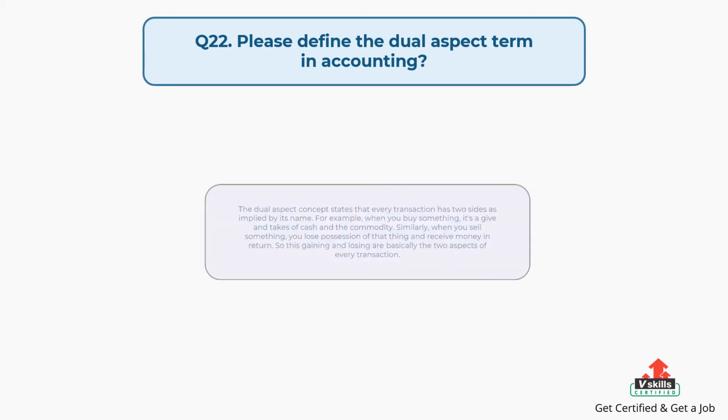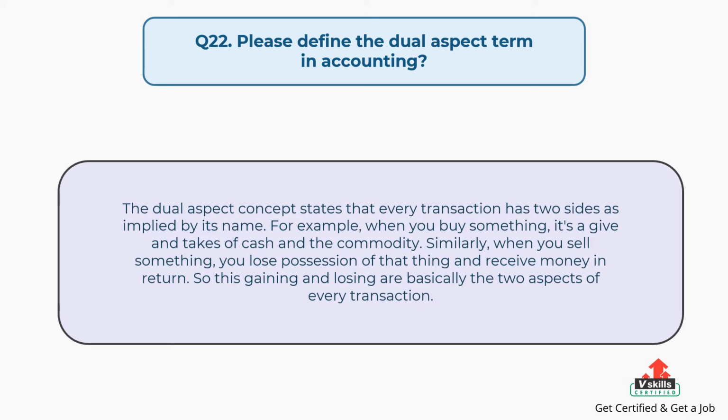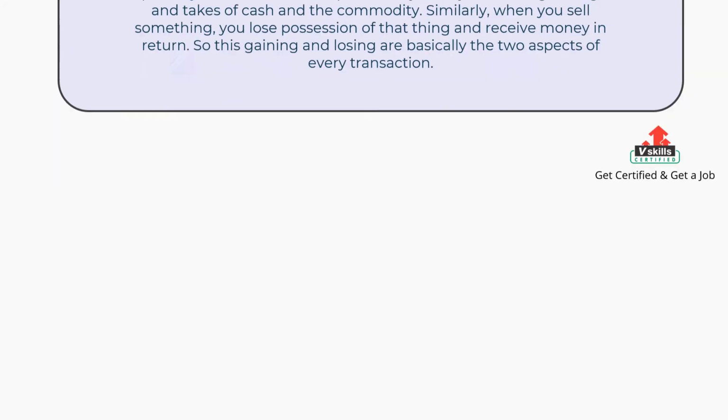Question number 22. Please define the dual aspect term in accounting? The answer is, the dual aspect concept states that every transaction has two sides, as implied by its name. For example, when you buy something, it's a give and take of cash and the commodity. Similarly, when you sell something, you lose possession of that thing and receive money in return. So this gaining and losing are basically the two aspects of every transaction.